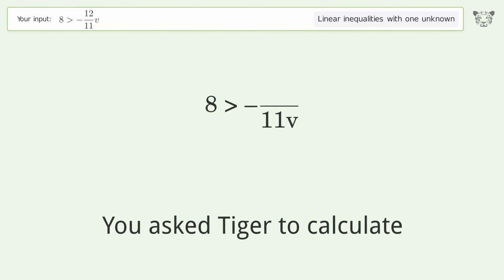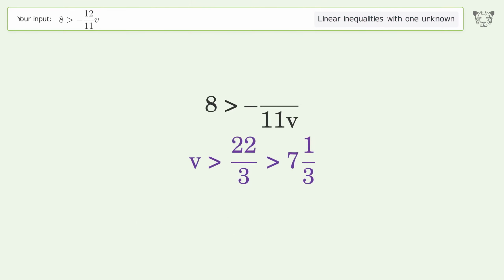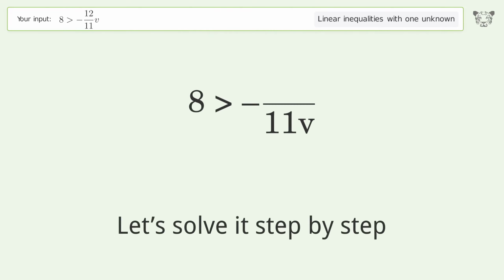You ask Tiger to calculate. This deals with linear inequalities with one unknown. The final result is v greater than -22/3 greater than -71/3. Let's solve it step by step.